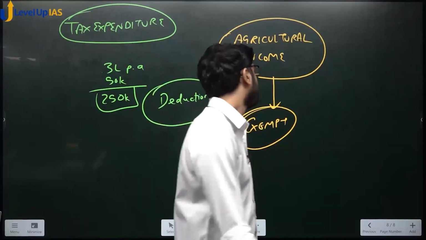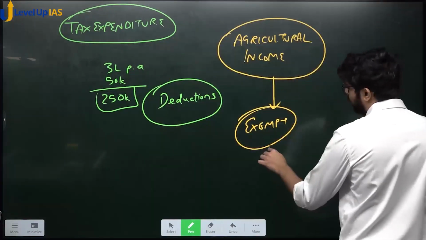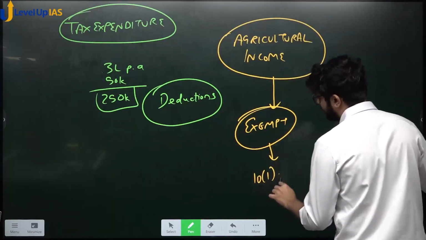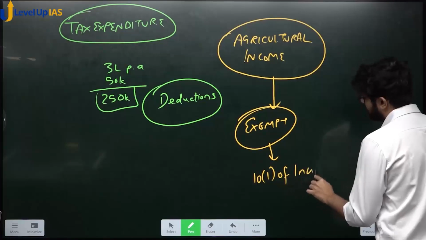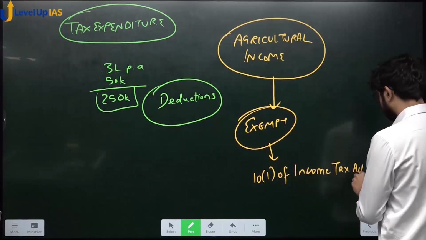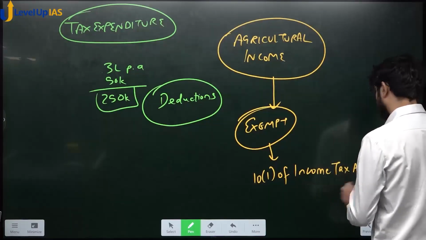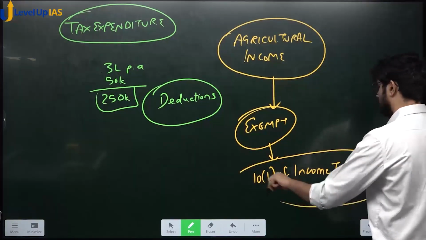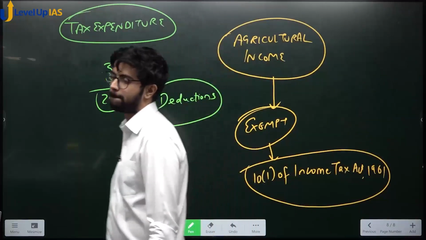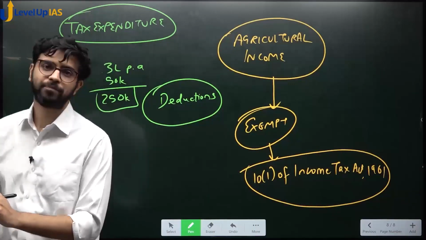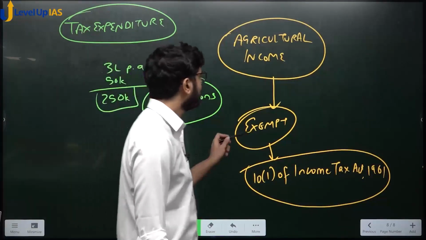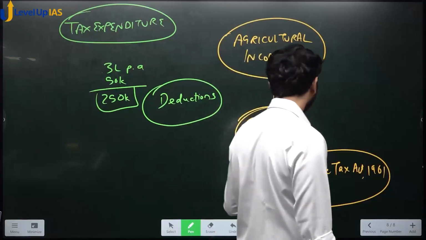This is exempt, and I want you to remember the section number also. Agricultural income is exempt under section 10(1) of Income Tax Act. This I want you to remember because you have to mention it in mains, no matter what. Exempt income, agricultural income is exempt under section 10(1) of Income Tax Act.